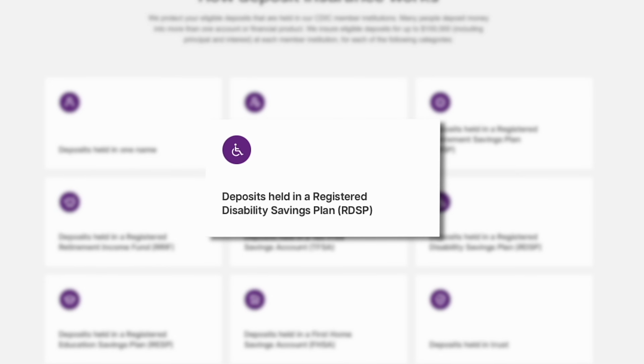The last registered investment account that can be used to save for retirement is the RDSP. You're only eligible to open an RDSP if you qualify for the disability tax credit. If you do, then definitely look into opening an RDSP because there's a lot of government grants and bonds that you might be eligible for. The RDSP is also one of the 9 categories that CDIC covers.